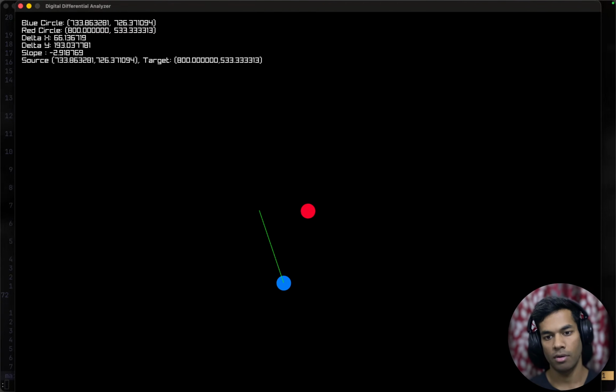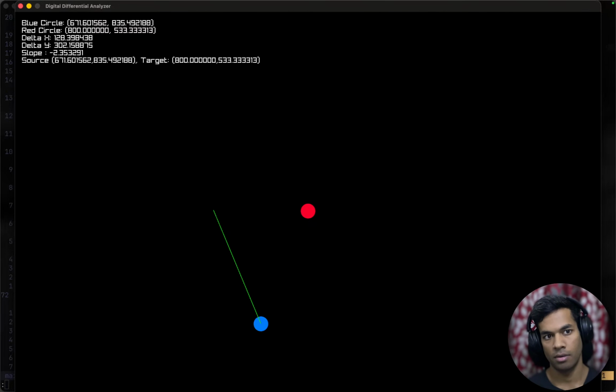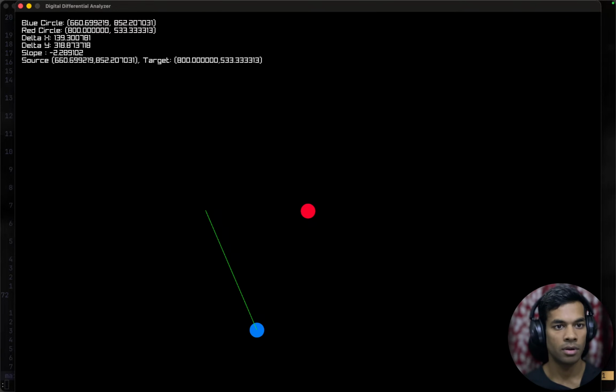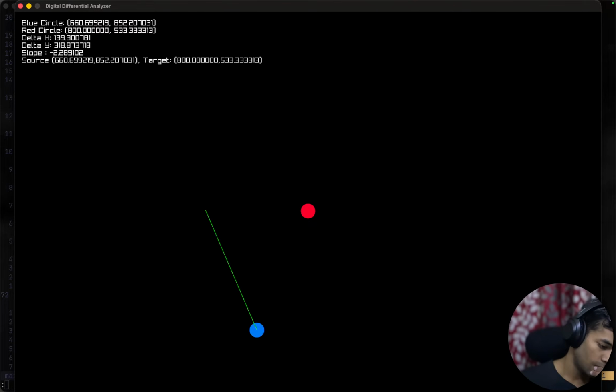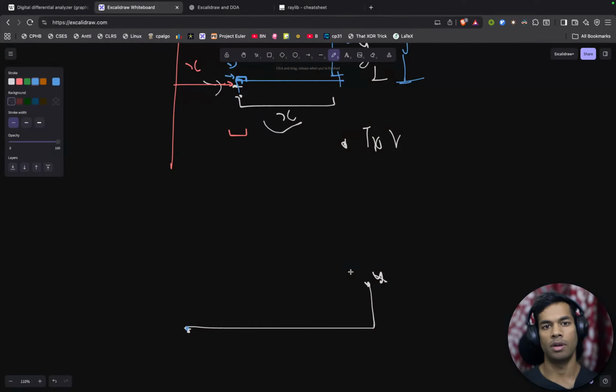Okay, x is in both the cases going towards left. Here our source x is smaller than our target x. So x should be increasing, but x is not increasing because slope is negative. Okay, slope is negative.